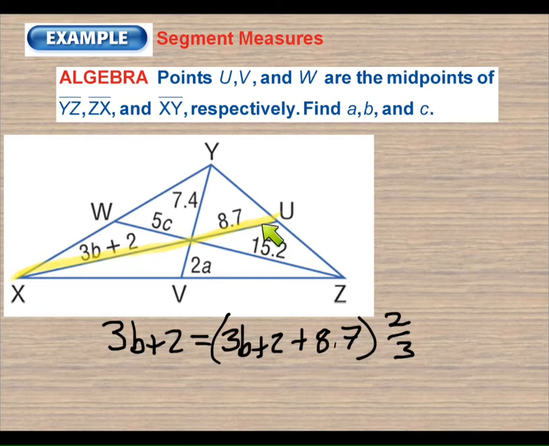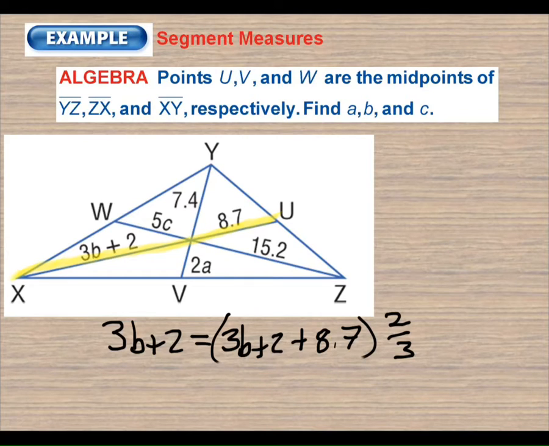This entire segment is UX, right? UX is 3b plus 2 plus 8.7. The median is that entire thing. The centroid theorem says if you go from the vertex to the centroid, that's equal to 2/3 of the entire median. So we would have to work out this algebra problem to find out what b is. We would combine like terms here, distribute our 2/3, and go from there. So let's go ahead and do that.